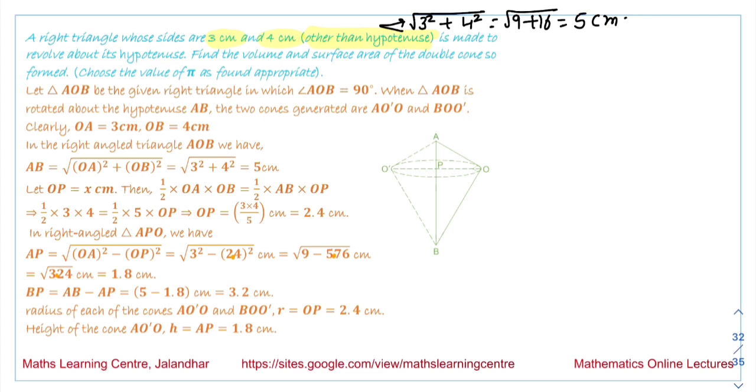So it is shown in this figure that this AO and OB, these are the lengths we are saying. This is 3 centimeter, this length we are saying it is 4 centimeter, and this length we are saying it is 5 centimeter. This is right angled at O, and we have rotated this right angled triangle about the hypotenuse. It means we have kept this hypotenuse as fixed, and we have rotated this point O. Then we have to find the volume and the surface area of the double cone so formed.